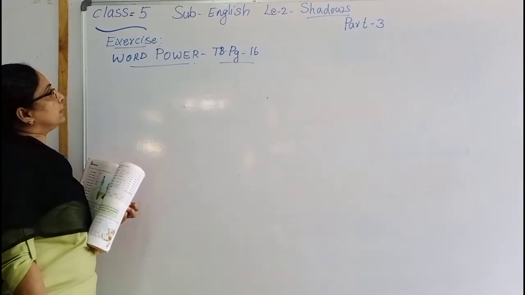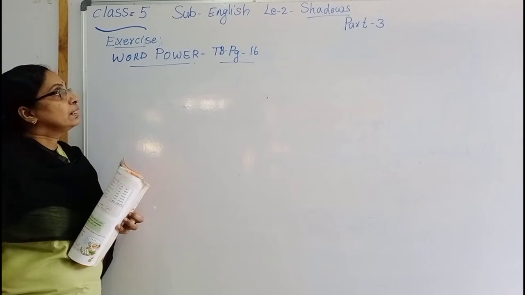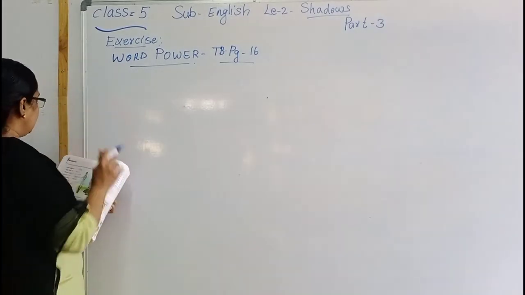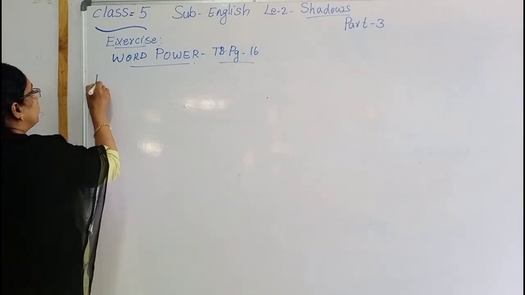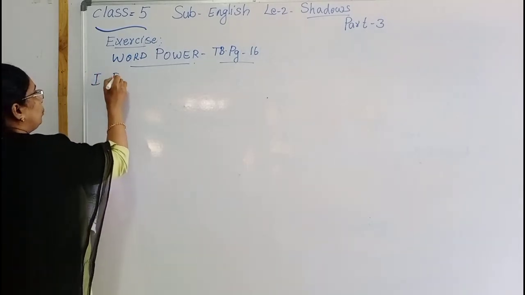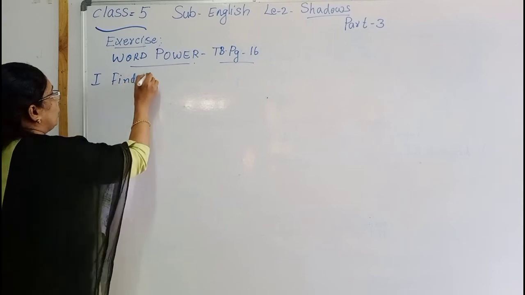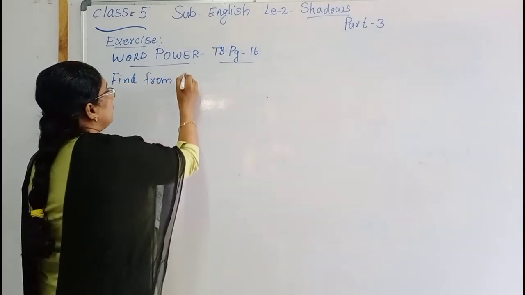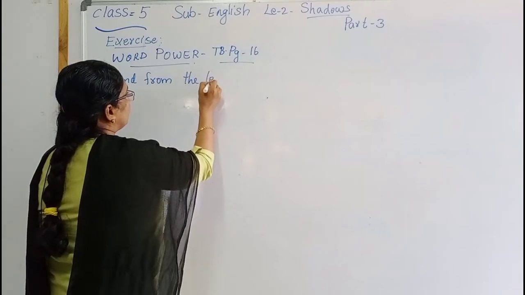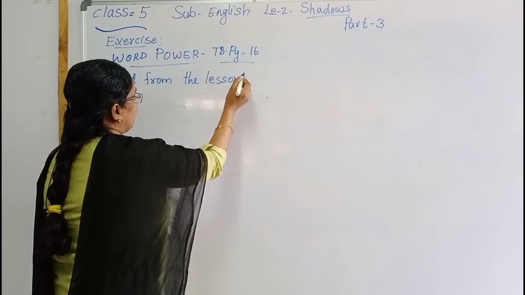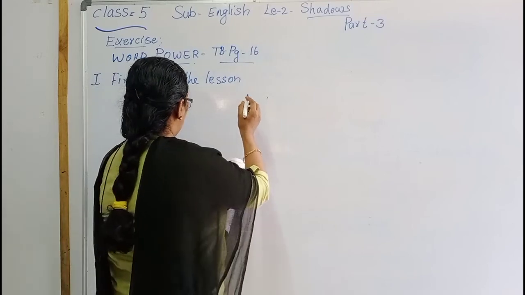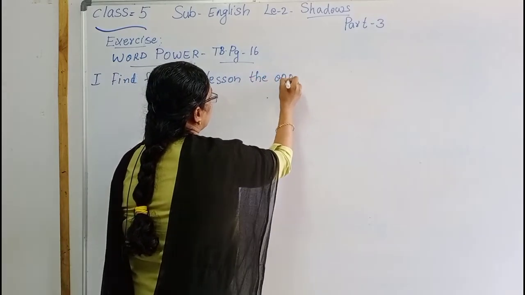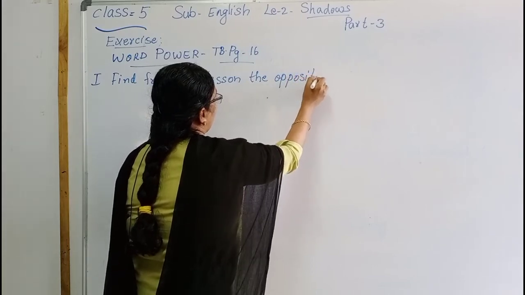These are the third exercise, children. Next exercise, word power, textbook page 16. The first one is find from the lesson the opposites of the following words. See the question, children. Find from the lesson the opposites of the following words. The first one is rarely.